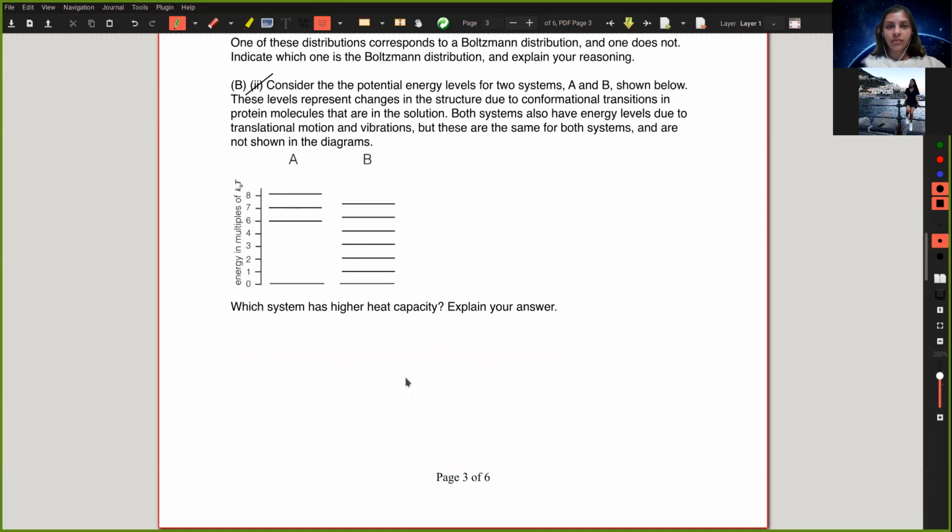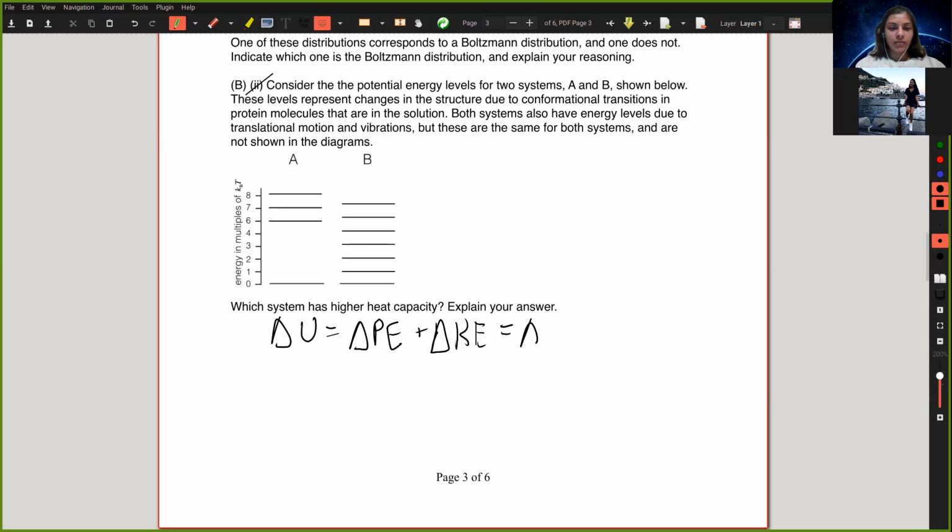To think about this, let's start by considering what a change in potential energy for either of these systems would look like. Remember that delta U corresponds to the change in potential energy plus the change in kinetic energy, from question 1. And since the only thing changing the energy of the system right now is the heat flowing in, since we're just considering heat capacity, we can set this equal to delta Q.